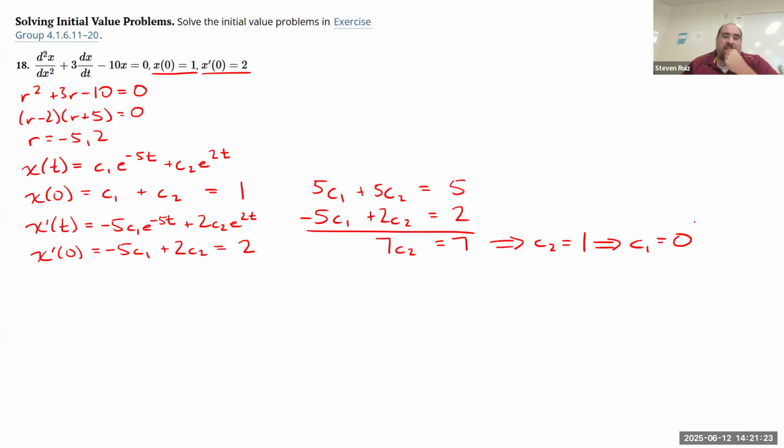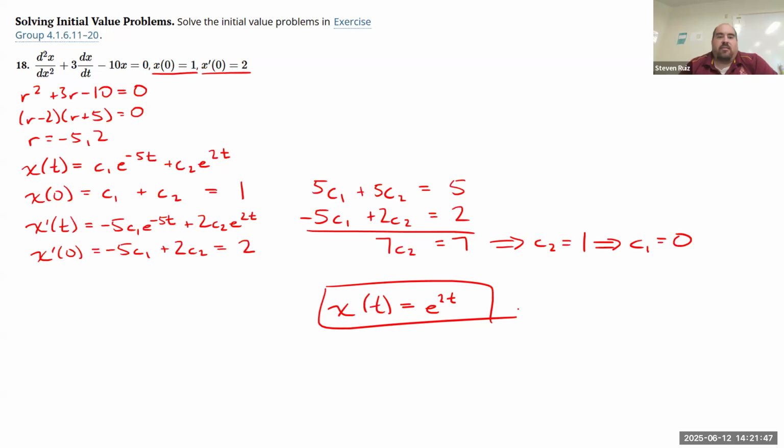So even though we accounted for both solutions here, given my initial conditions, I think we have learned that one of those solutions has no impact. It has no bearing on the solution. So we have x of t equals essentially 0 times e to the negative 5t plus 1 times e to the 2t.